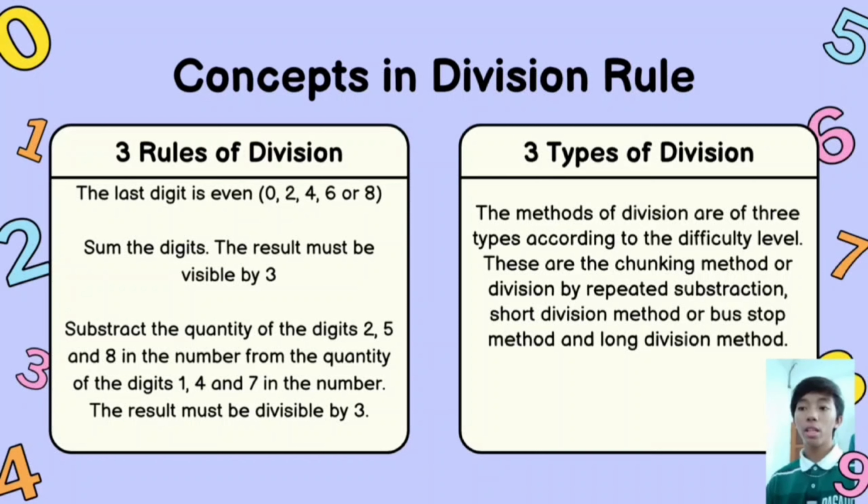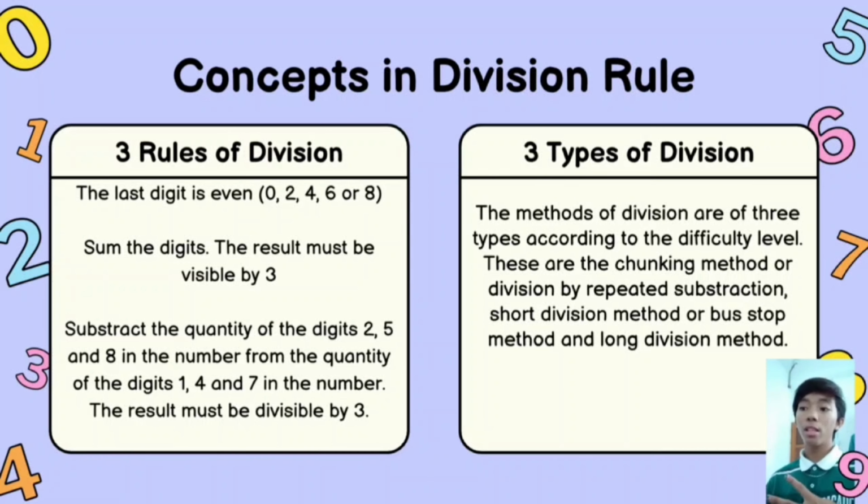Okay, for the rules of division: the last digit is even, for example 0, 2, 4, 6, or 8. Sum the digits, and the result must be divisible by 3. Subtract the quantity of the digits 2, 5, and 8 in the number from the quantity of the digits 1, 4, and 7 in the number, and the result must be divisible by 3.